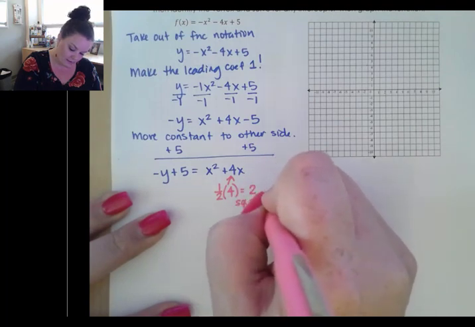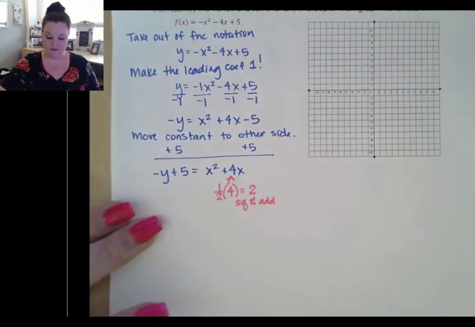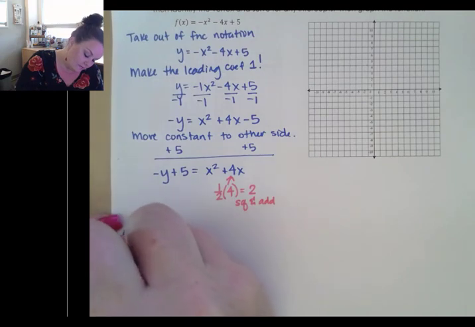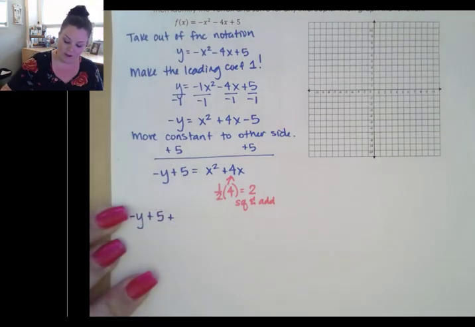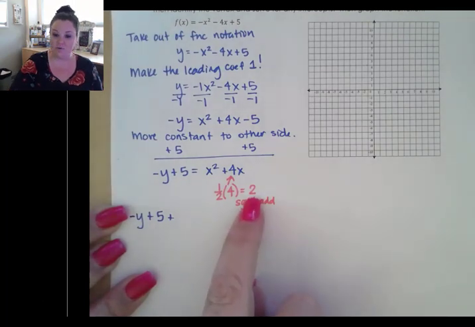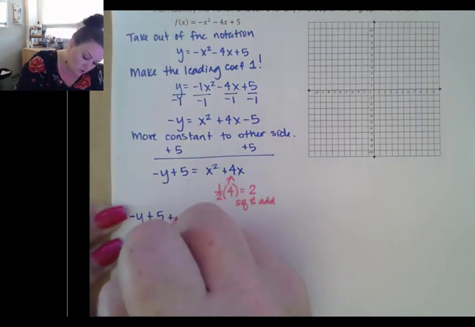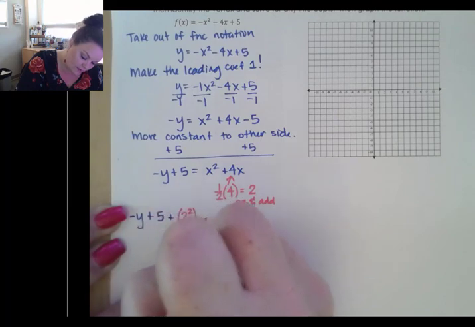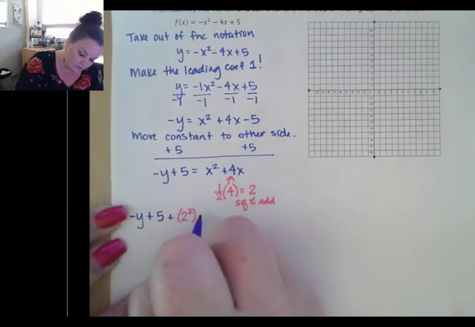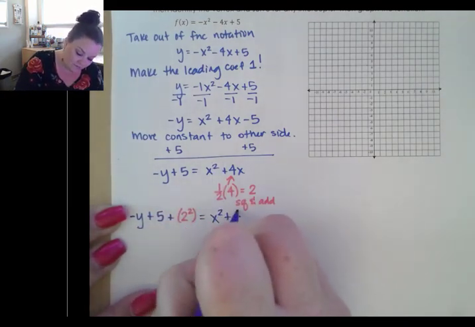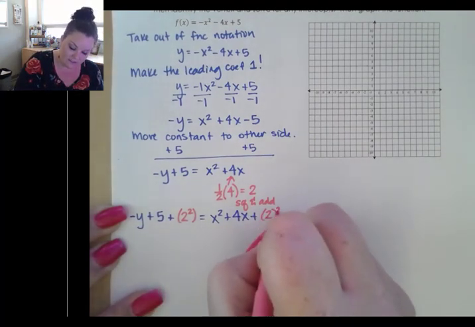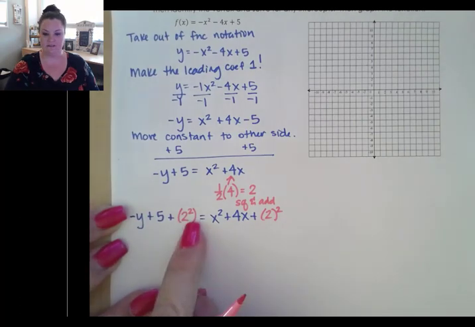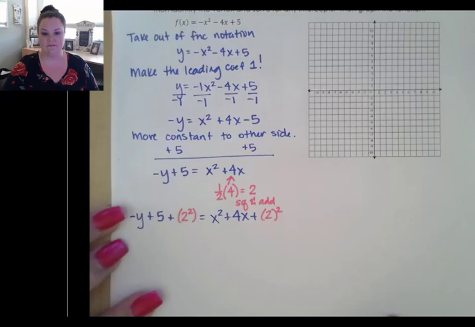Square and add. So I still have the negative y plus 5 plus, now I'm adding that 2 that I got from taking half the middle term squared. 2 squared. And that's going to be equal to my x squared plus 4x plus, again on this side, I'm going to add my 2 squared. I really should have written this outside the parentheses, because if it's a negative and we square it, it's going to make it positive.